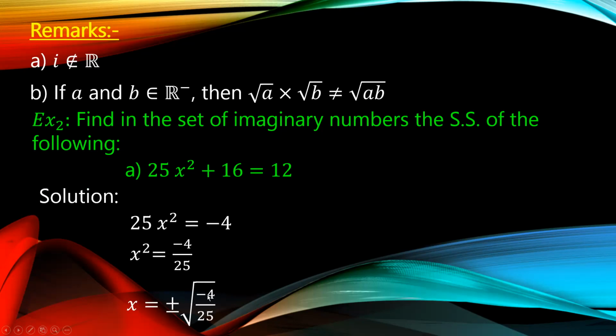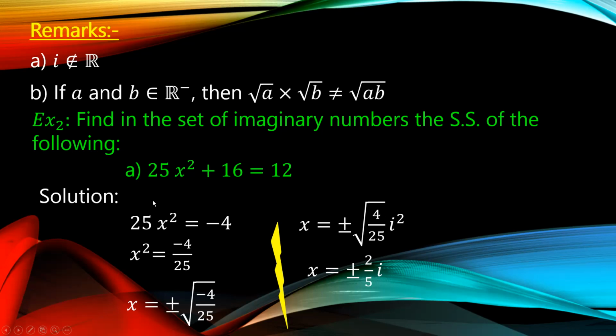I say here -4 is -1 times 4, so x = positive or negative square root of -1 times 4 over 25, and replace -1 by i^2, and I will take the square root. Then x = positive or negative. The square root of 4 equals 2, the square root of 25 is 5, and the square root of i^2 equals i.